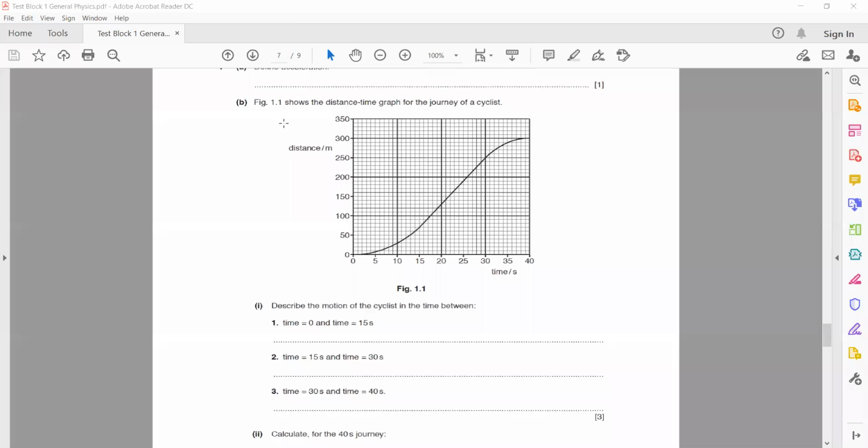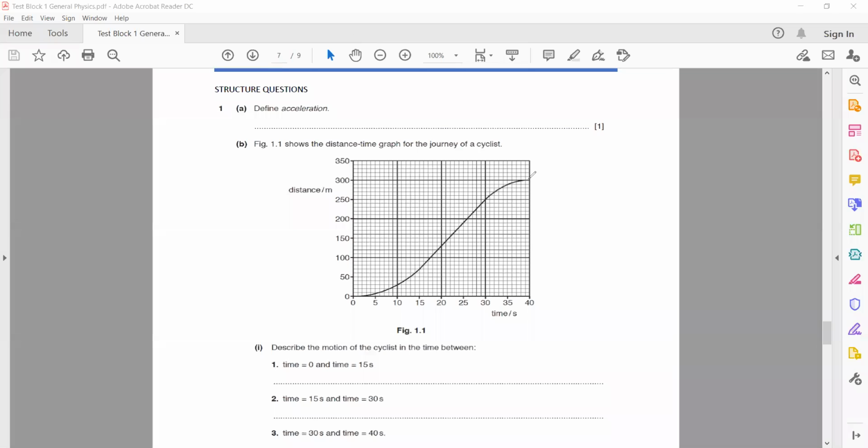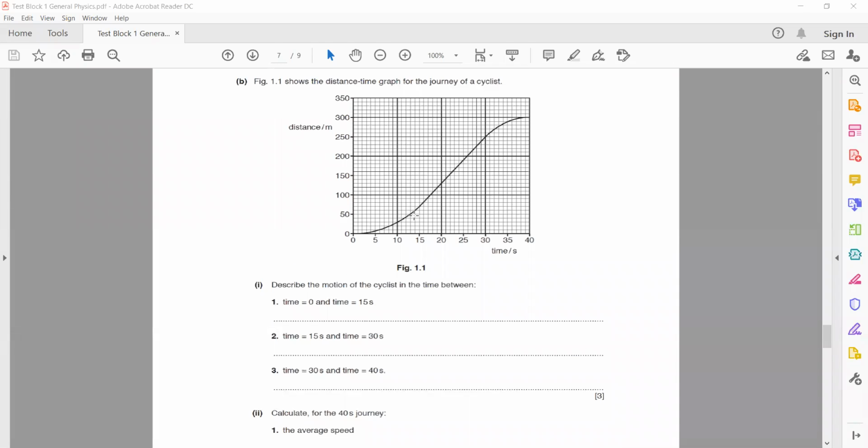Then calculate the average speed for the 40-second journey. Average speed is the total distance over total time. So total distance is 300 and total time is 40. So when we calculate the average speed, it will be 300 divided by 40, which is equal to 7.5. But maximum speed means which region has the maximum slope. You can see this is steeper as compared to any other part.